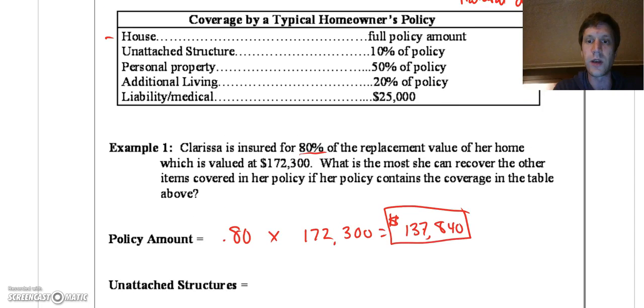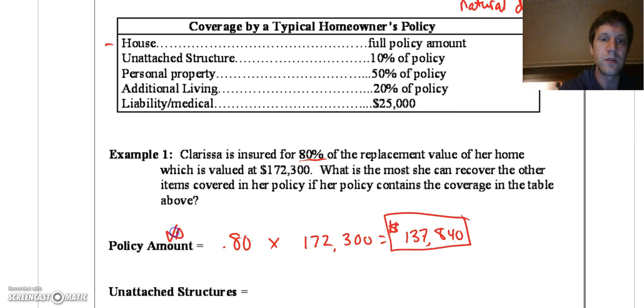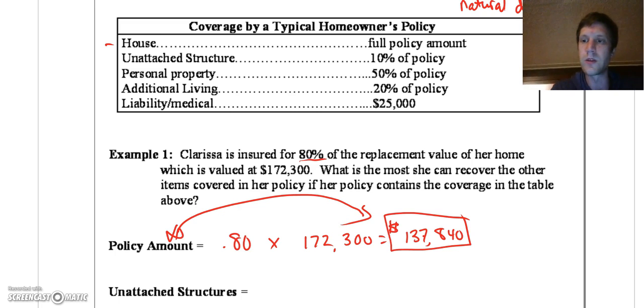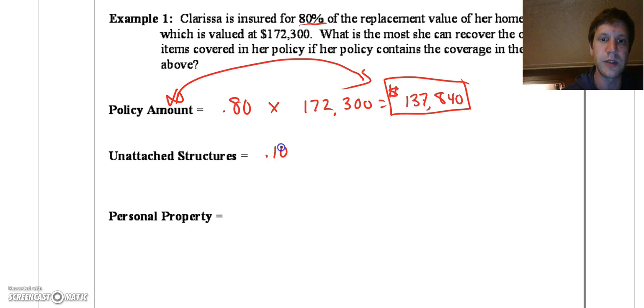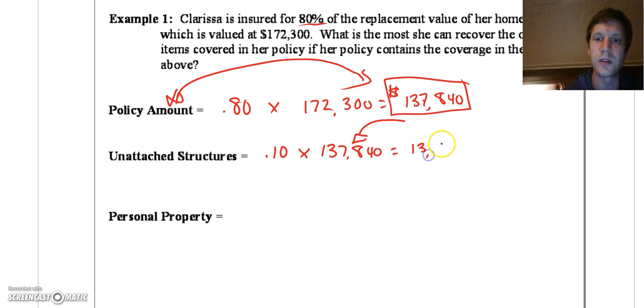Unattached structures. Okay, so this is the policy amount. So that's the number that we're going to base all these calculations off of. Because you'll see 10% of policy, 50% of policy, 20% of policy. So the unattached structure is going to be 10% of the policy. So I'm going to do 10% times this number, 137,840. I know that multiplying by 0.10 is just going to move my decimal over one spot. So it's going to be 13,784. Just took the zero.